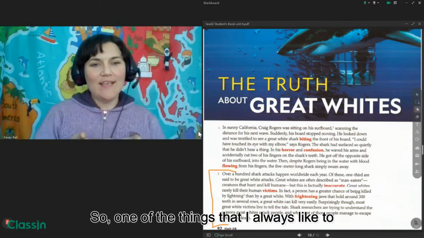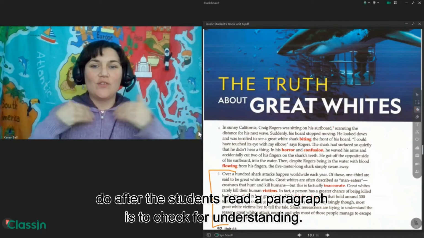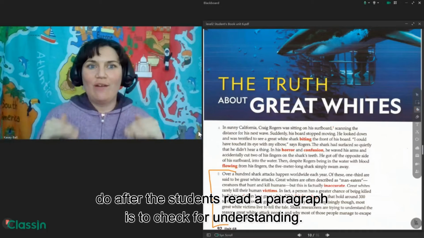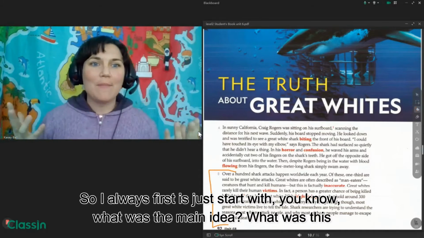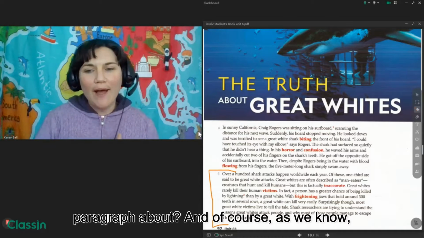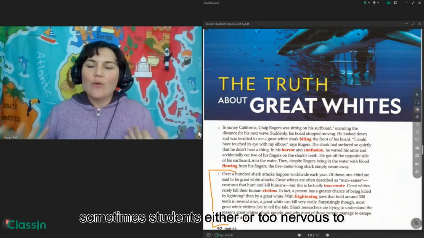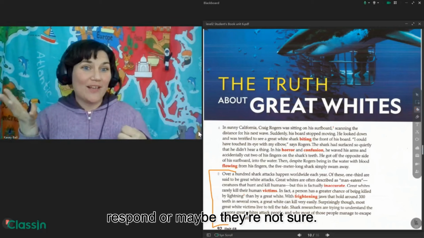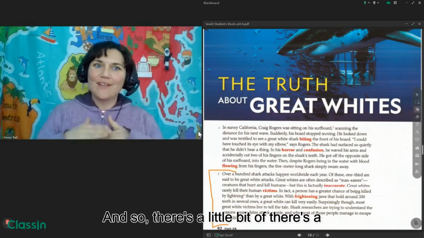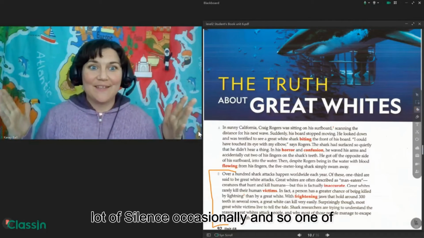So one of the things that I always like to do after the students read a paragraph is to check for understanding. So I always first just start with, what's the main idea? What was this paragraph about? And of course, as we know, sometimes students either are too nervous to respond or maybe they're not sure. And so there's a lot of silence occasionally.